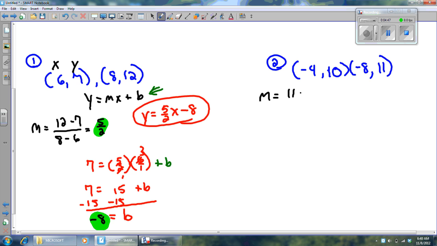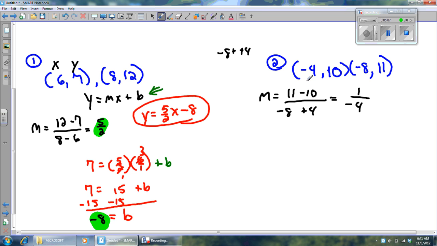So I'm going to go 11 minus 10 over -8 plus 4. If you're wondering how I got a plus 4, it really was -8 minus -4. Two negatives become a positive. So my numerator becomes 1, my denominator becomes negative 4. I've got a denominator of 4.